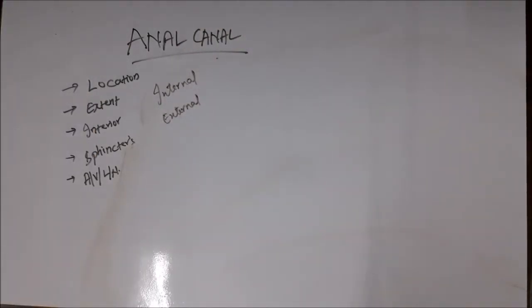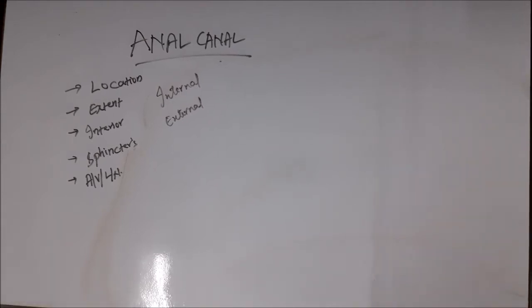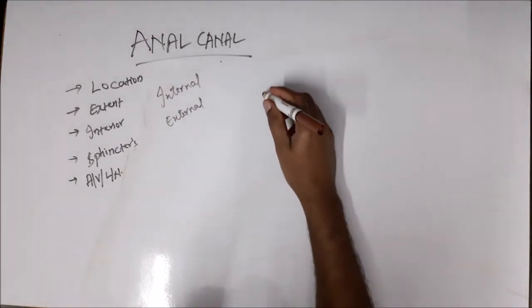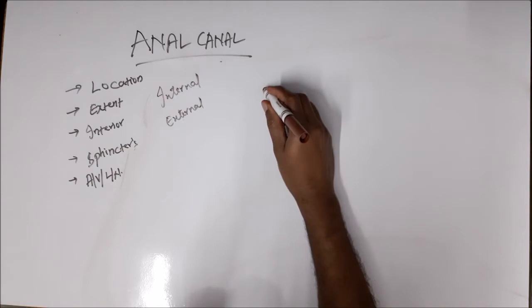The internal anal sphincter has autonomic nerve supply. The external anal sphincter is supplied by the inferior rectal nerve and the perineal branch from the fourth sacral nerve. For this, first we'll see how this anal canal is arranged.